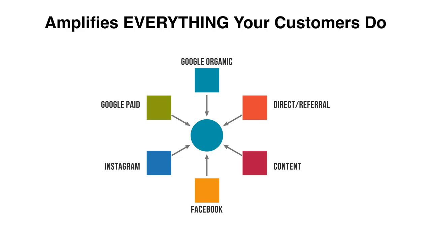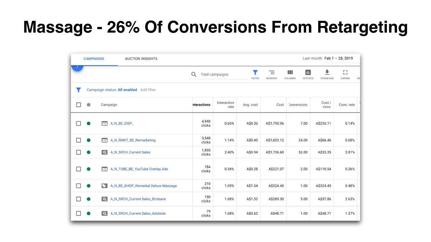So just by doing remarketing and retargeting and stacking that on to everything else that you're doing, it's going to automatically make Google better. It's going to make Google Organic better, Google pay-per-click better, Instagram, your Facebook social posts, your content marketing. Every other marketing initiative is going to get better because of you doing remarketing and retargeting. In fact, here's a quick case study. This is just from Google, a screenshot from Google for a massage company. 26% of their leads, more than a quarter of their leads, are coming from retargeting.